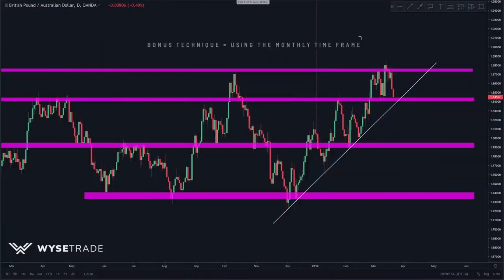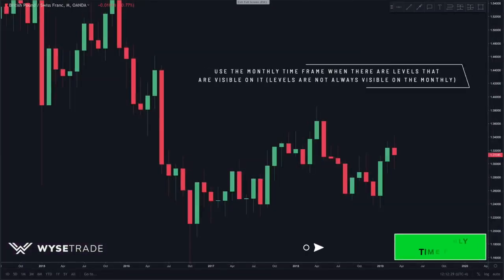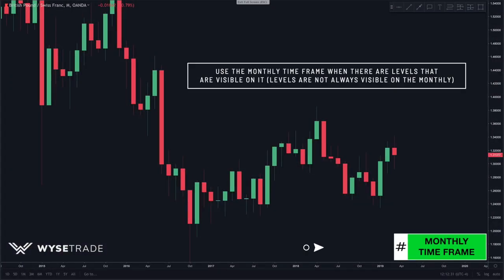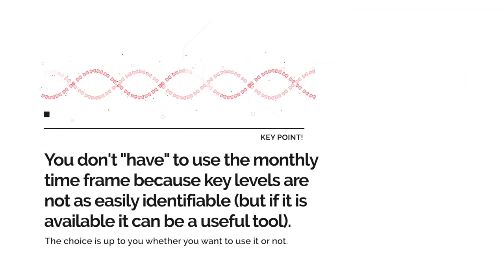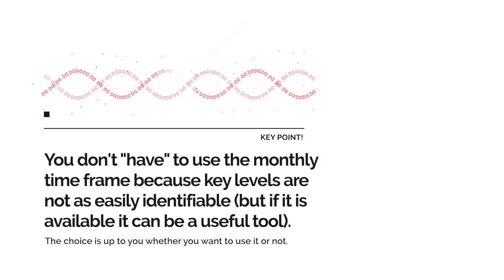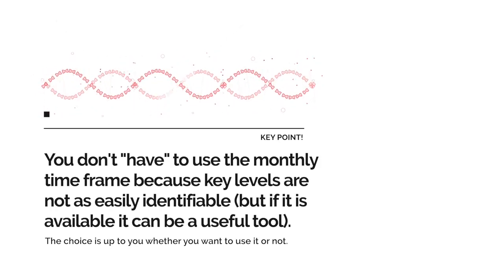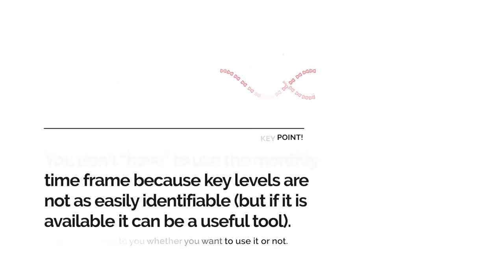Now, we're going to show you a bonus technique through using the monthly time frame. So let's jump to that. So you can also use the monthly time frame to spot key levels as well. Using the monthly time frame to identify key levels isn't a must because often, since the monthly is such a large time frame to use, you won't be able to always spot levels. But we're going to show you this technique anyways so that you can use it if you choose.